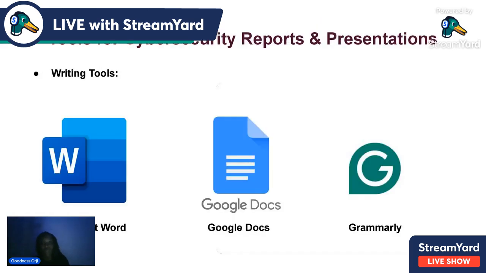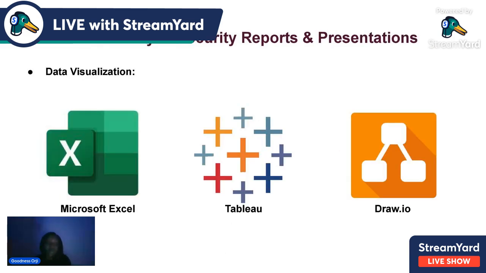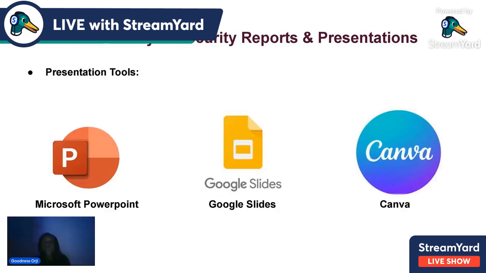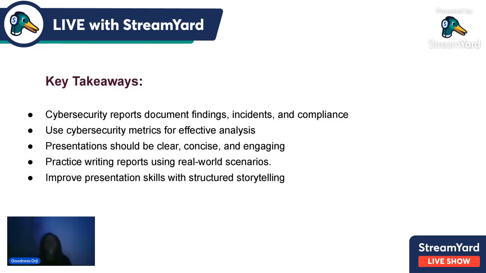So I talked about tools. There are basic tools depending on how exactly you want to present your reports. You have writing tools, your Microsoft Word, your Google Docs, Grammarly. Certain organizations have dedicated tools that they use for their reports. Of course, we have tools for data visualization, like your Excel, Tableau, Draw.io. We have presentation tools like your Microsoft PowerPoint, your Google Slides, Canva, and all of that. So these are just tools that you get to use to improve reporting.